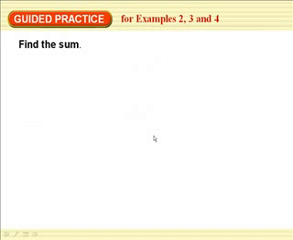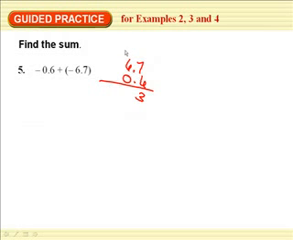Okay, so find the sum. Again, we have 2 negative numbers, so we just take those 2 numbers and add them. 7.3, and since it was negative, it's negative 7.3. And notice I put the 6.7 on the top because it doesn't matter the order. That's called the commutative property. Negative 7.3.